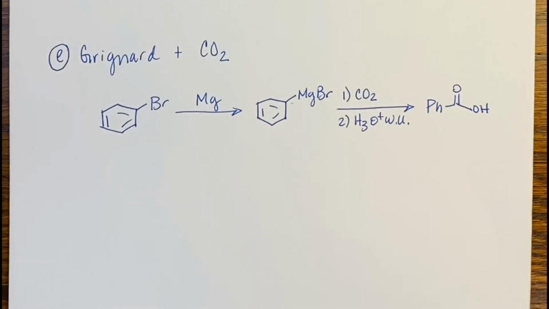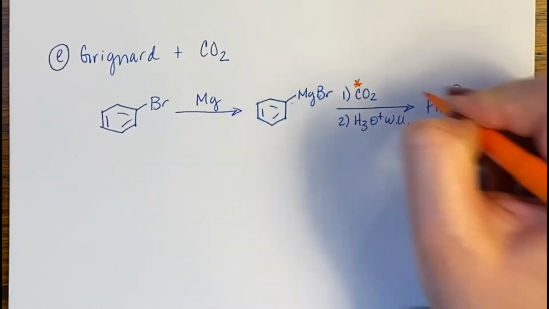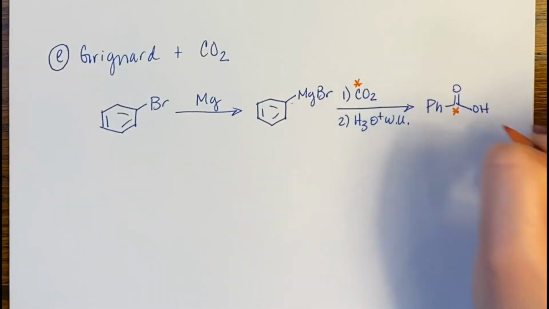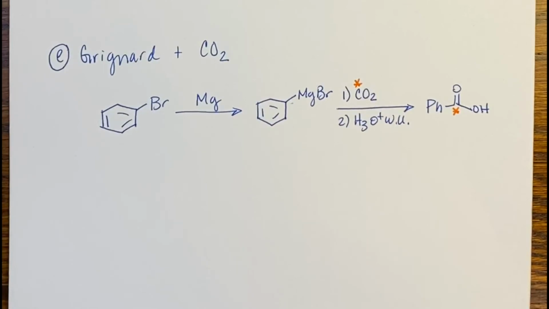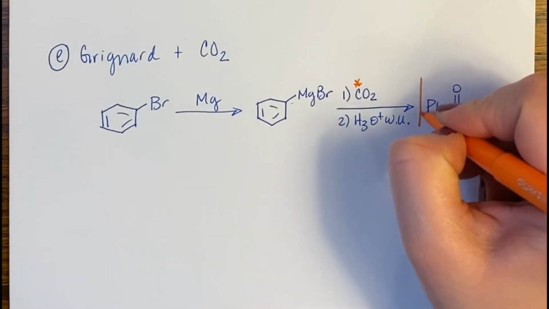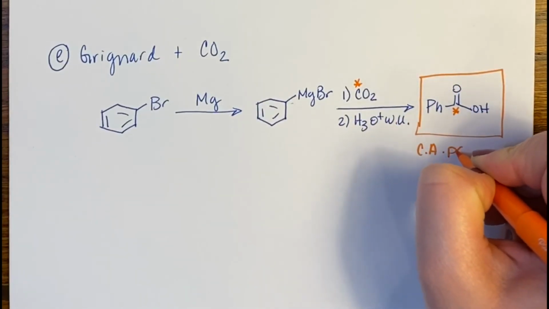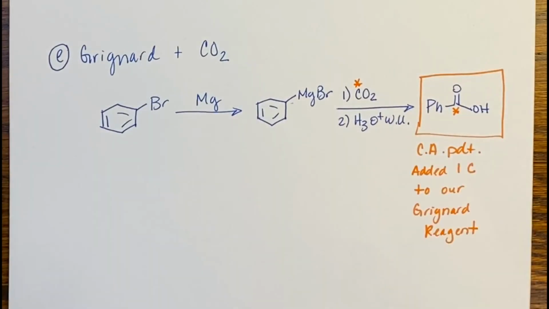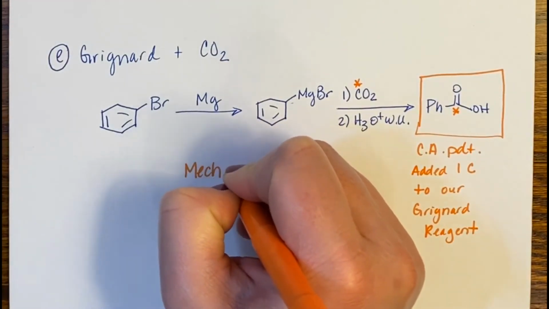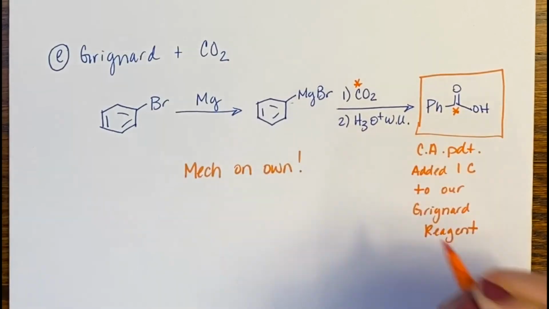So during the course of this reaction, this carbon from your carbon dioxide is now this carbon of your carboxylic acid product. So the product that we made out of this reaction is a carboxylic acid, and during the course of this reaction, we also added one carbon to our Grignard reagent, so this can be a useful reaction in synthesis if you need to extend the length of your carbon chain by one carbon. Make sure you can work through the mechanism for this reaction on your own.